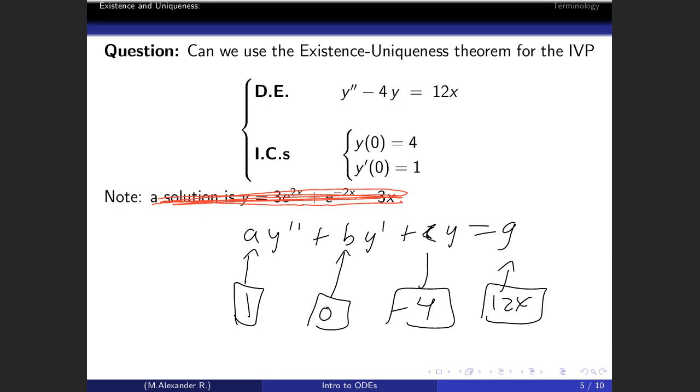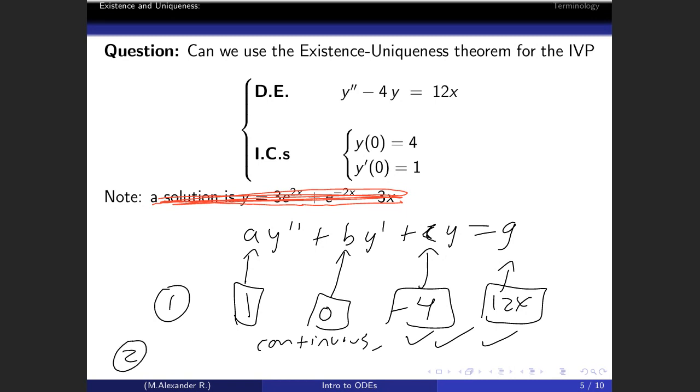Okay, so we have to identify the a, b, c functions and also the g function. So we have the function that is always 1, the function that is always 0, the function that is always -4, and the function 12x. And then the first condition was saying that these 4 functions have to be continuous. And in this case, are they continuous? For us, yes, they are continuous.